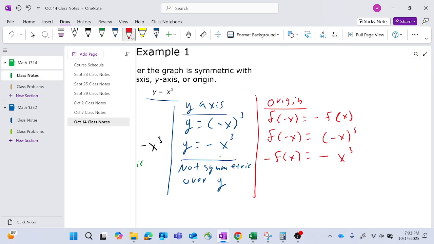Are you fine with both of those parts? Make sense? Then from here, just set them equal to each other. So set this equal to this: negative x cubed equals negative x cubed. I want to see if that's true or not.